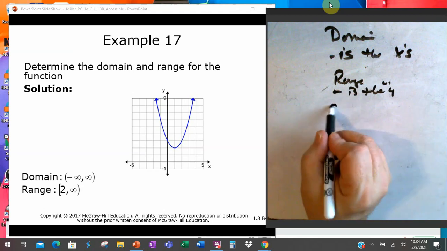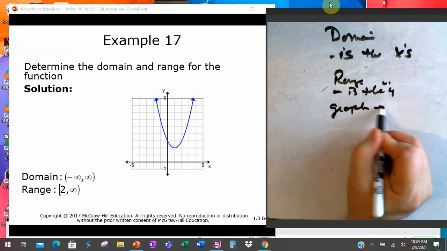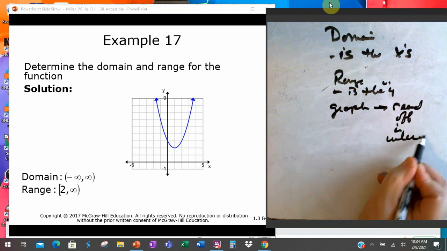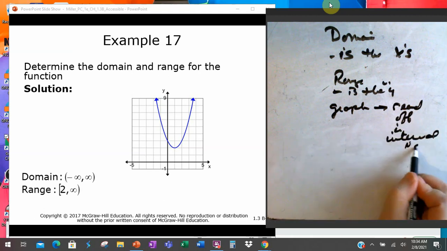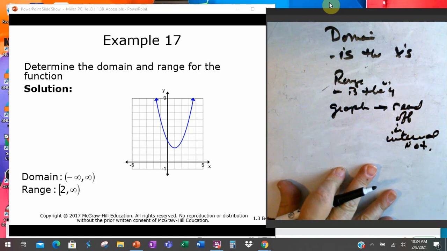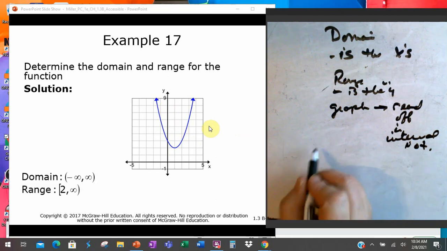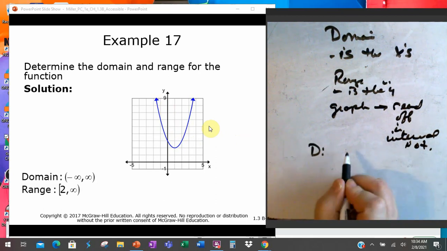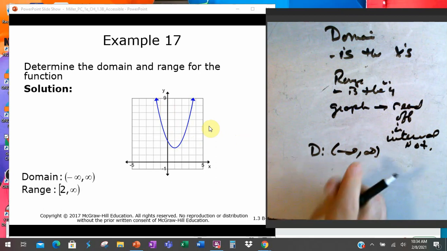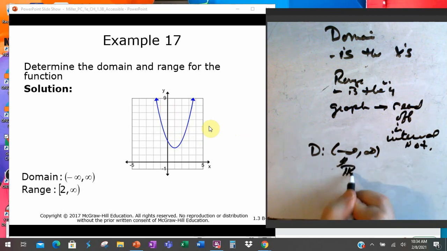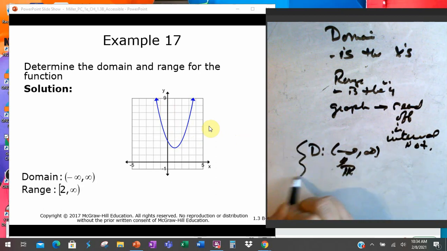If I'm looking at a graph, I just read it off in interval notation. So we're back doing interval notation as a mix here. For that graph right there, we're going to assume all of R. It looks like it continues on. So the domain is just negative infinity to infinity. Give me any x and I'm going to be able to do the calculation. This is that all of R. This is what we're going to assume when we're doing functions.